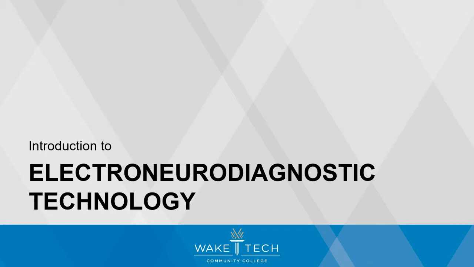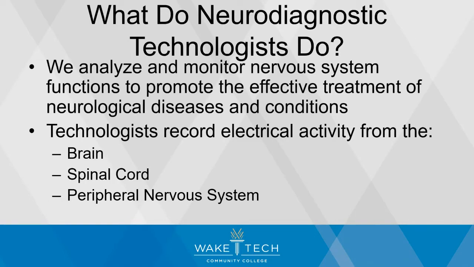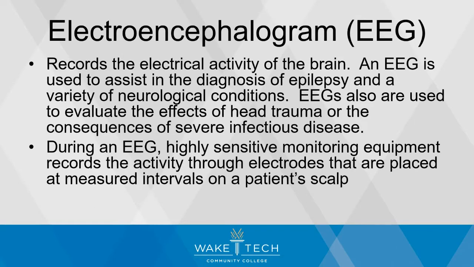Often the first question that people ask is, what do neurodiagnostic technologists do? We analyze and monitor the nervous system functions to promote the effective treatment of neurological diseases and conditions. And so that means we're looking at your brain, your spinal cord, and your peripheral nervous system. The thing that most people are most familiar with is EEG. They often see this on medical TV shows with the electrodes all over the head. So that's what people are usually most comfortable with, and we'll talk about that one first.